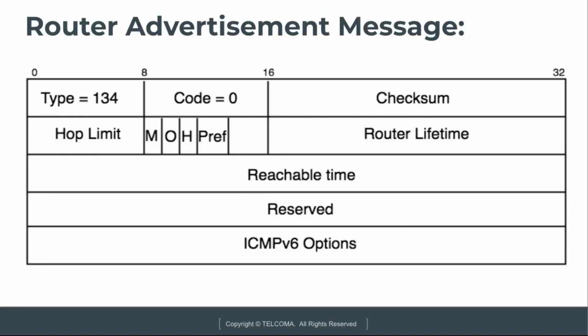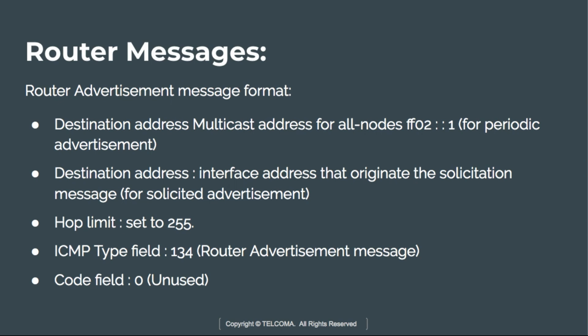Next, this is the router advertisement message. Here it is 32 bits long, and the type is equal to 134 and the code is equal to 0. Then there is a checksum field, then hop limit, then flag fields M, O, H and P, and preference. After that there is a router lifetime field, reachable time, reserved and the ICMP version 6 option. So let's discuss this first. First we will discuss the destination address.